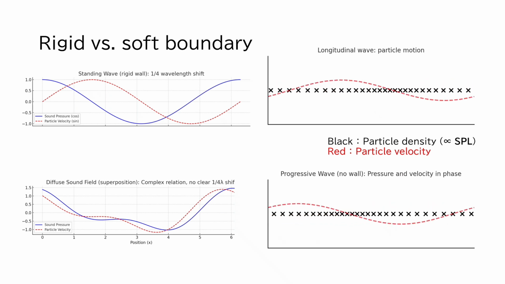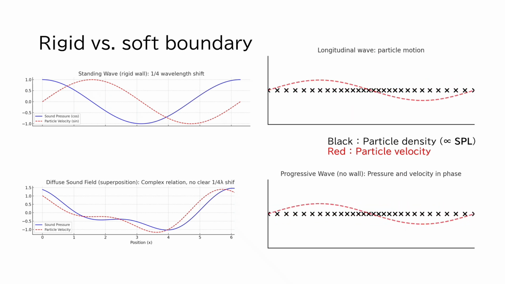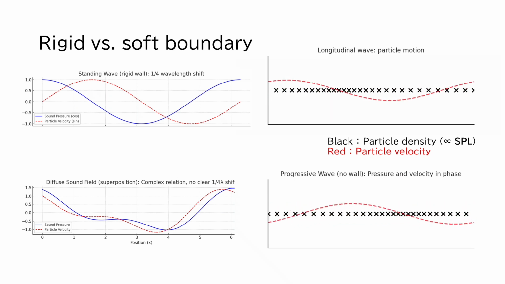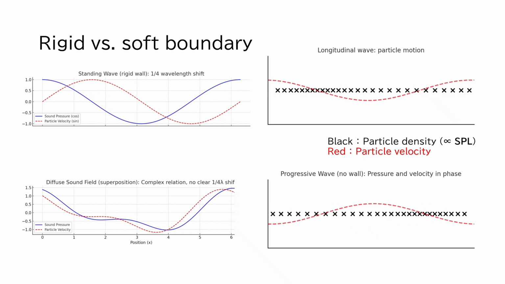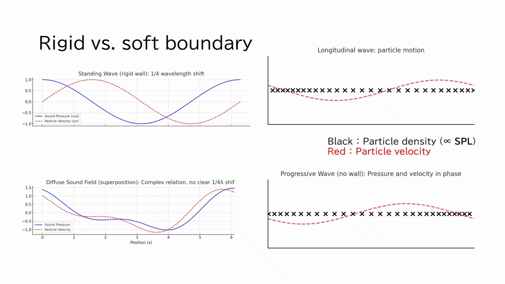Under rigid conditions, we get clear nodes and antinodes with a 90-degree phase shift, the 1/4 wavelength shift. However, under soft boundary conditions, pressure and particle velocity are in phase. Recognizing this difference is crucial for absorber design.